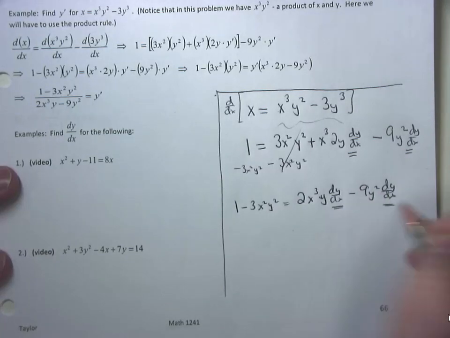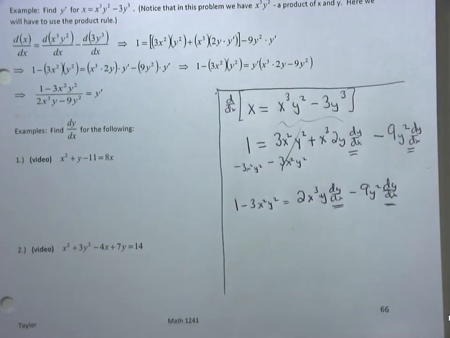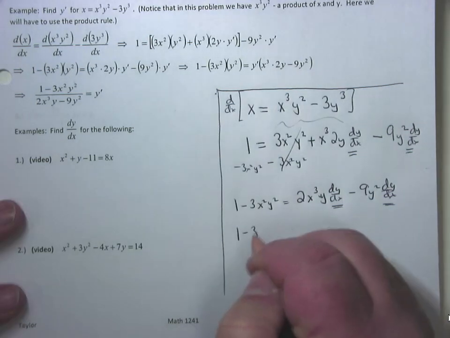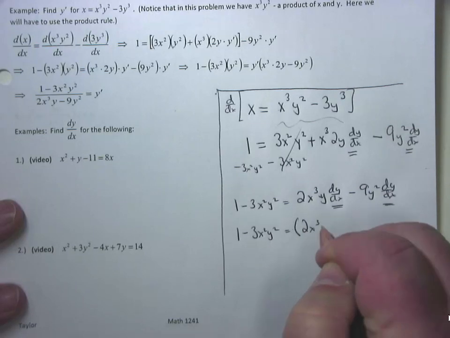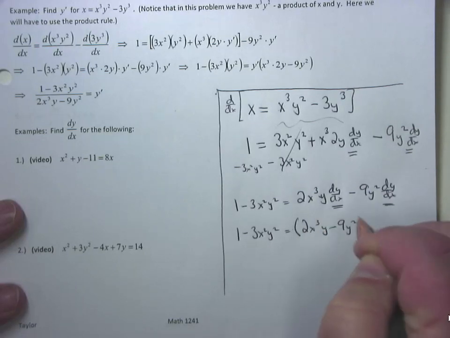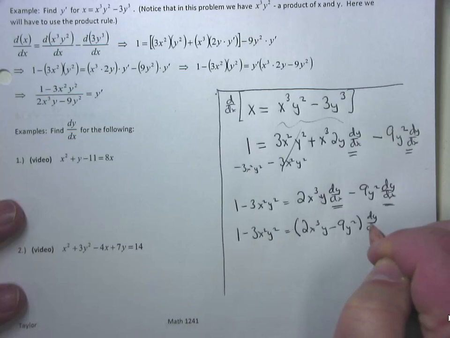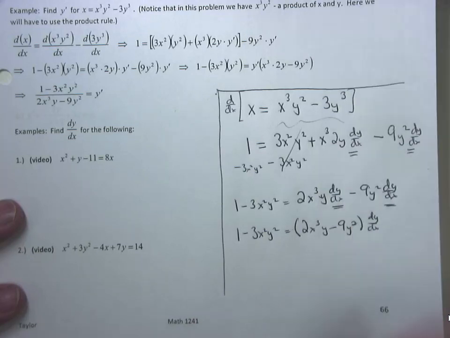Again, I have multiple terms with a dy over dx in it. The trick is always, to be able to solve for that dy over dx, I've got to factor it out. So this gives me 1 minus 3x squared y squared equals, parentheses, 2x cubed y minus 9y squared, times dy over dx. I factored out the dy over dx.